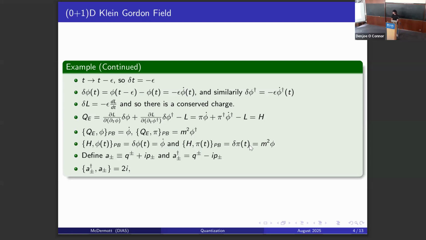We can also define some functions a plus and minus and their complex conjugates. These are more important for when we quantize, but they end up being our creation and annihilation operators of our quantum system.